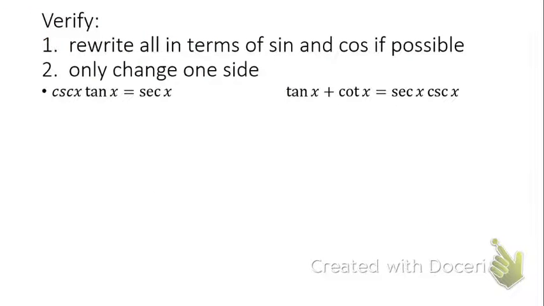So we'll do one at a time. So I think verifying, and you don't have to write these steps down because I already said that. You want to rewrite things in terms of sine and cosine if possible. But this is what we have. We have cosecant times tangent equals secant. So what I want you to do is show all the steps on how cosecant times tangent equals secant. So go ahead and get started.